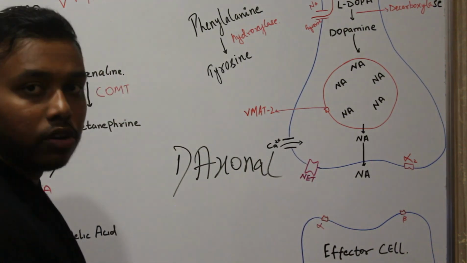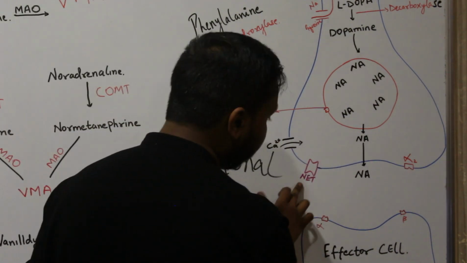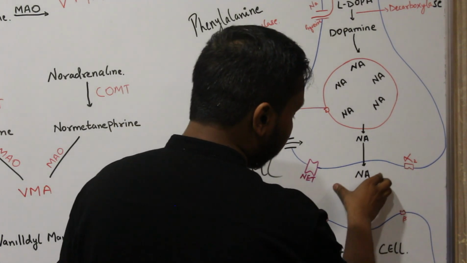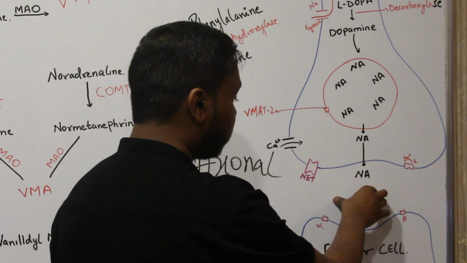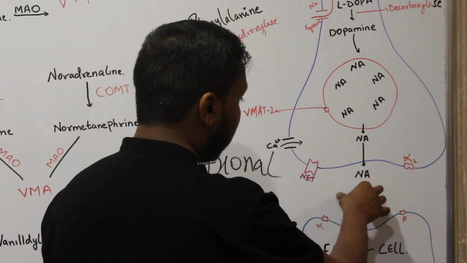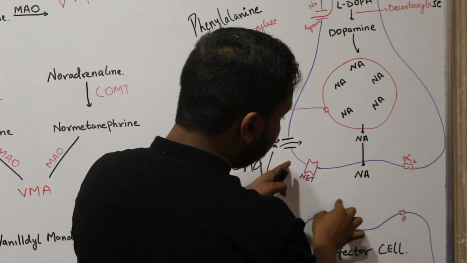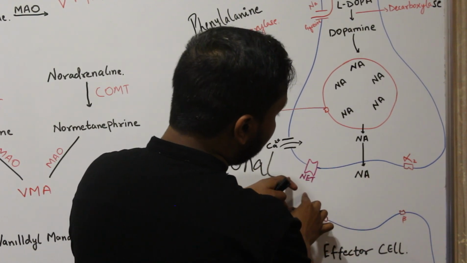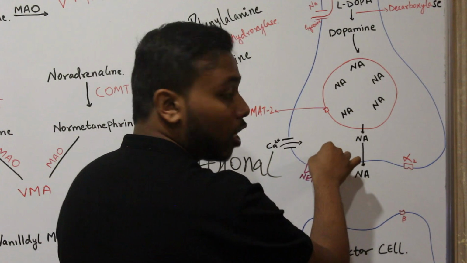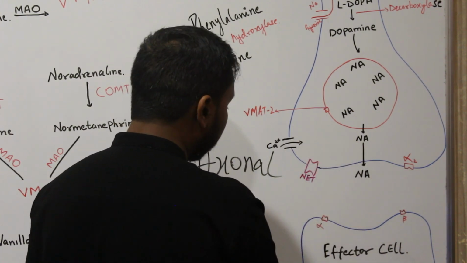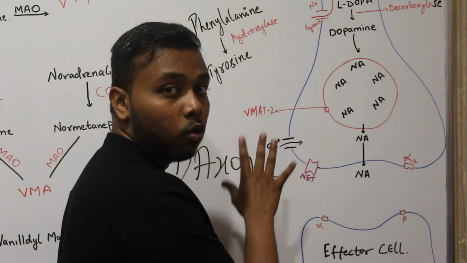So what happens in axonal reuptake is, we have a channel called the NET channel. It's a sodium dependent channel. So when noradrenaline is released inside the synaptic cleft, not too much in amount, the noradrenaline is taken up through sodium by this channel and is sent into the cytoplasm. This is axonal reuptake, and this axonal reuptake method is inhibited by a drug called cocaine.